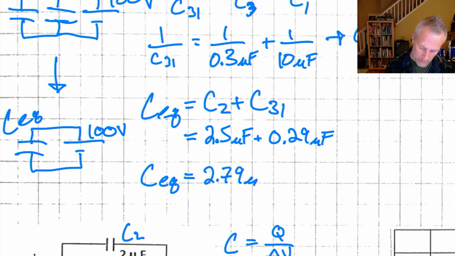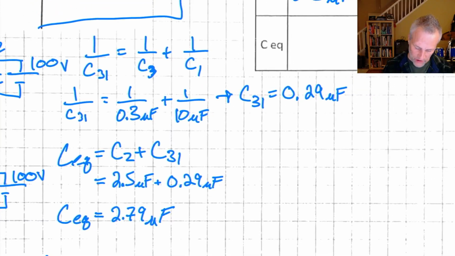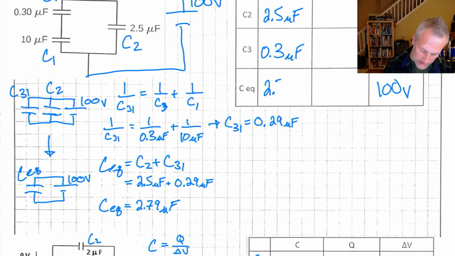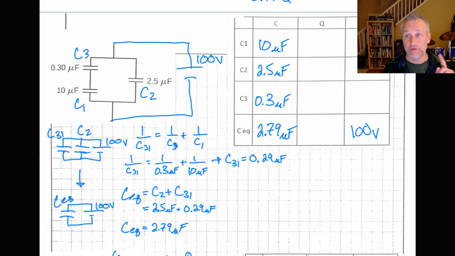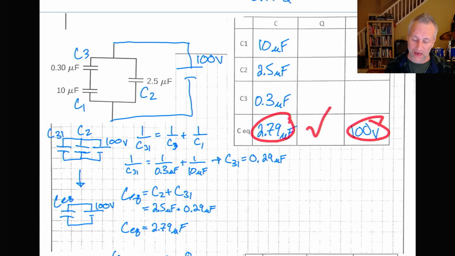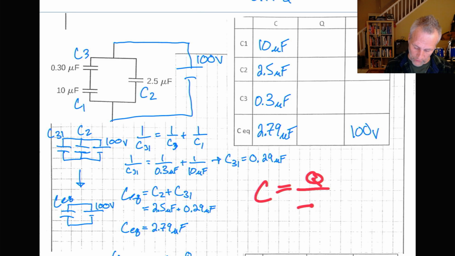2.79 microfarads. So we can put that up in our chart now. And you're going to work your way back through the circuit now. I'll give you some patterns to use, but you're going to be doing this mostly on your own. Once you know two of these, you can find the third one using C equals Q over delta V.